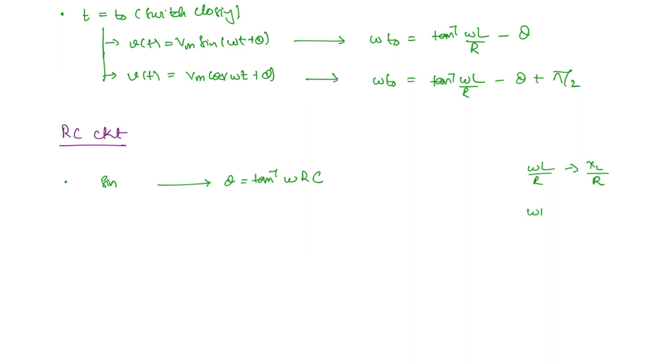Omega RC is what? This is given by R by XC, because XC is 1 by omega C, right? So just an inverse is happening. In the RL circuit it is reactance by resistance, and in the RC circuit it is resistance by reactance. I am telling you this just for the sake of remembering easily. Okay. So what if there is a cos function? If the source has a cos function, then theta is equal to the same angle plus pi by 2.